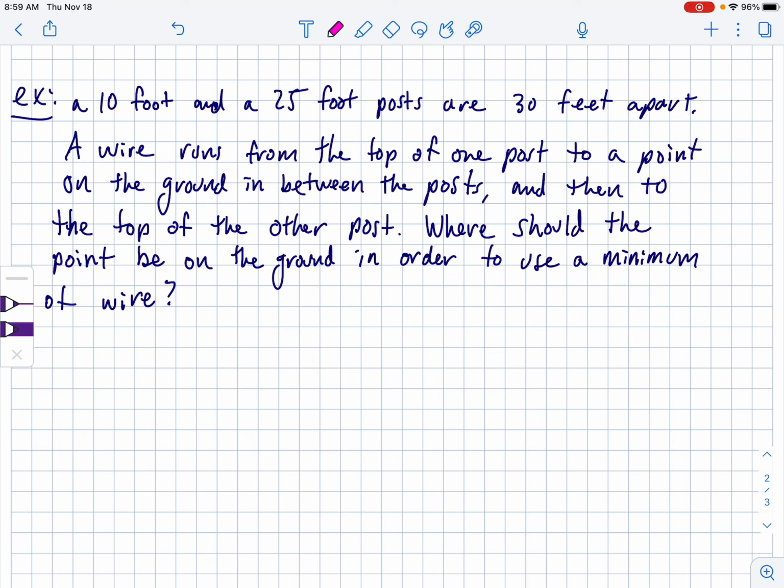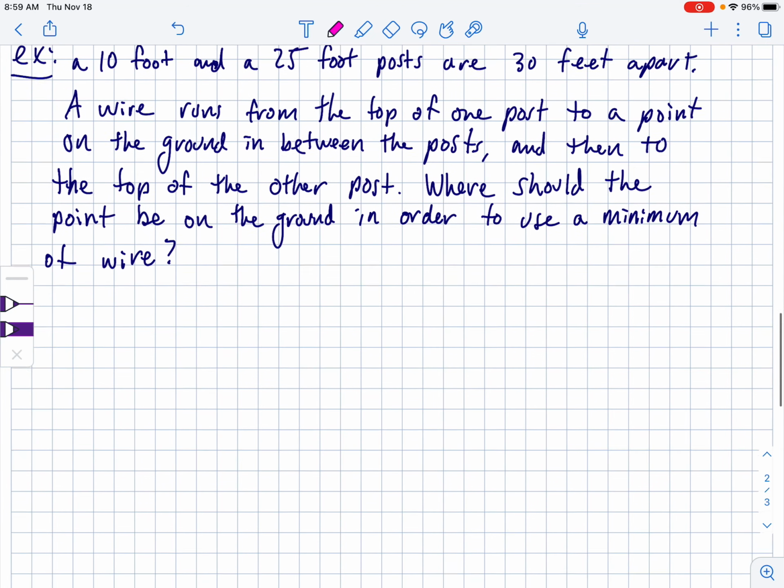The classic two-post problem with a wire strung in between them. There's a 10-foot pole and a 25-foot post. The 10-foot and 25-foot posts are 30 feet apart. A wire runs from the top of one post to a point on the ground in between the posts and then to the top of the other post. Where should the point be on the ground in order to use a minimum of wire?